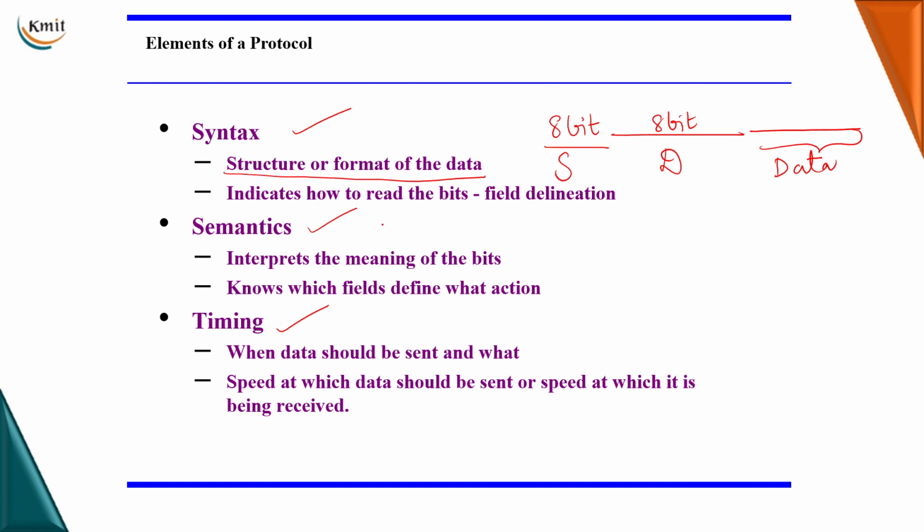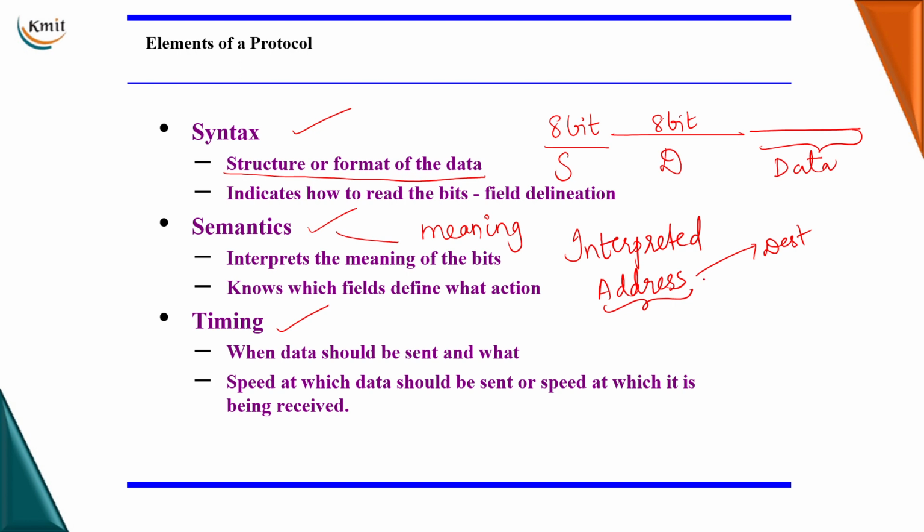What do you mean by semantics? The basic meaning of semantics itself is meaning. Whatever you are sending, what does it mean or how does it have to be interpreted? So semantics specifies the interpretation of what data has been communicated. For example, if I specify that this is the address, how should this address be interpreted: is it the address of the destination, or the address of the route that I have to follow to reach the destination? This interpretation is provided by the semantics of a protocol.